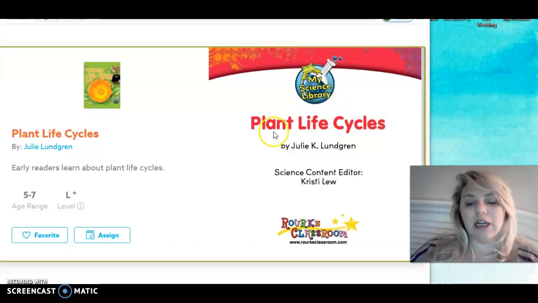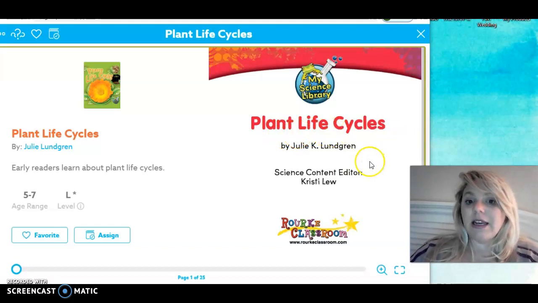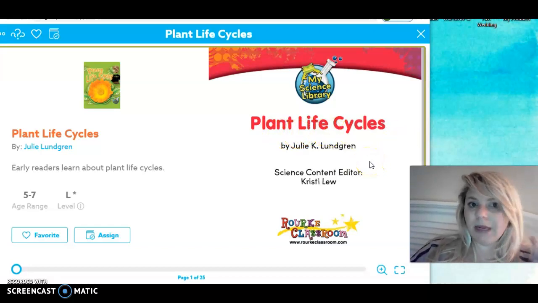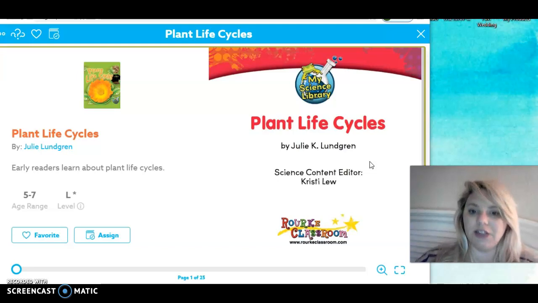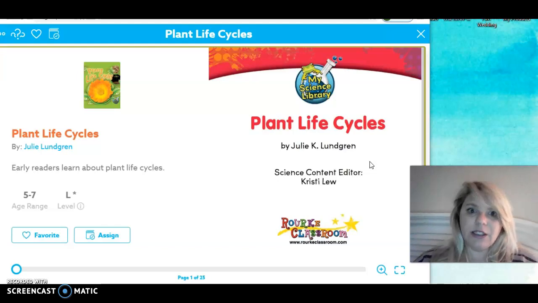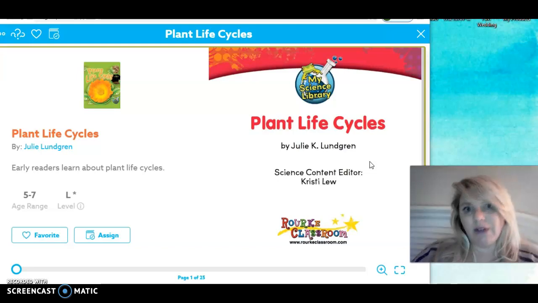So this book is called Plant Life Cycles. Now, as I read this book, I'm going to stop and think about what the author is teaching me, what's in this section. I'm going to look at my text features too. After you listen to this book, we're going to have a little assignment with some questions. Remember, you can always go back and rewatch this video and read the book to yourself on Epic.